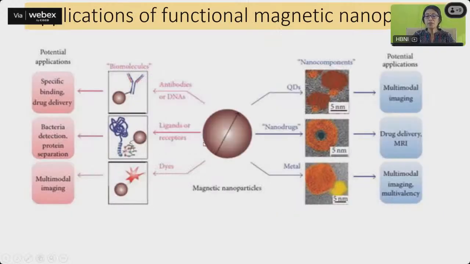There are some futuristic applications, a lot of applications of magnetic nanoparticles. You can use it in conjunction with dyes, and you can use it for multimodal imaging. You can have a lot of ligands or receptors on these magnetic nanoparticles, and you can use it for bacteria detection, for protein separation. You can have antibodies or DNAs arranged over these magnetic nanoparticles, and then you can use it for specific binding, drug delivery kind of applications.